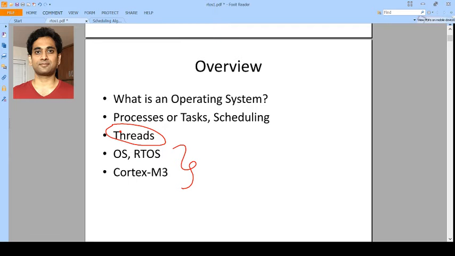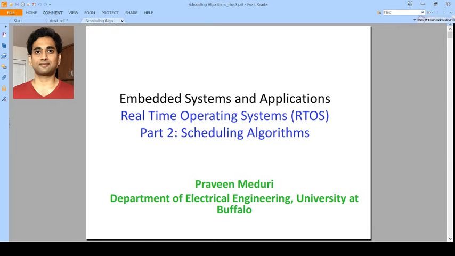In this lecture, we are going to talk about scheduling algorithms. We are going to elaborate on the scheduling algorithms, how tasks are scheduled by operating systems. So let's delve deeper.